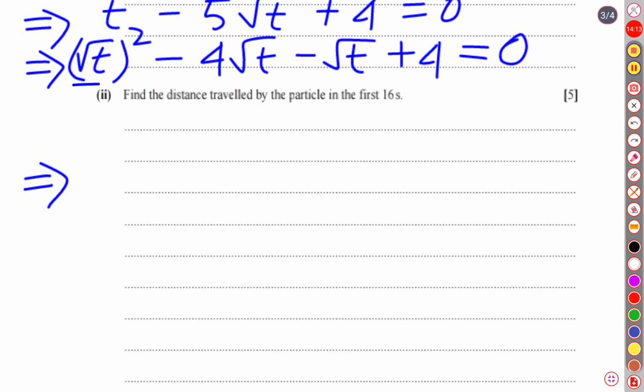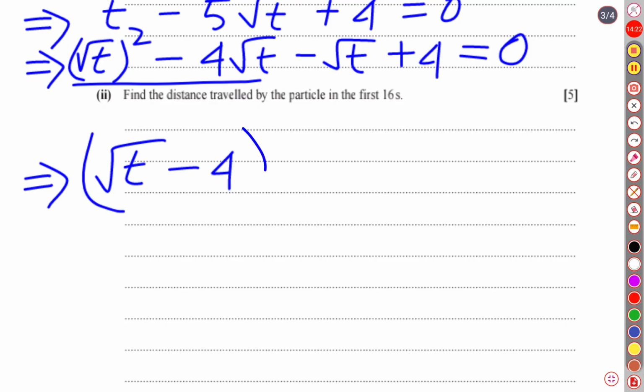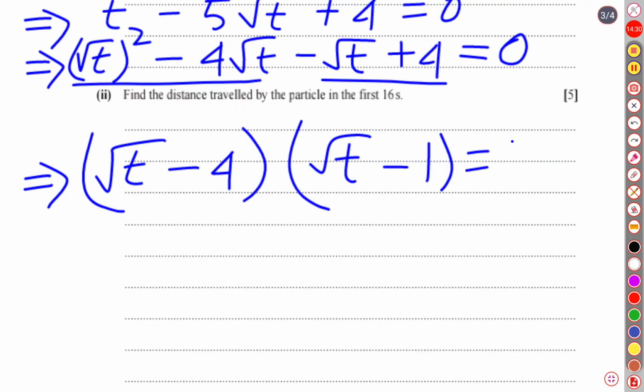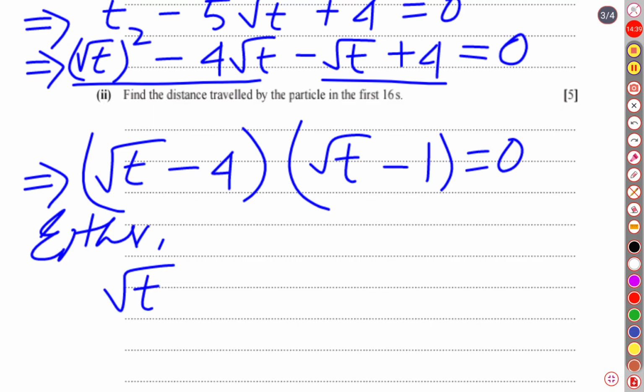In the first pair we can take square root of t as common. If we take square root of t as common, one factor is square root of t, and the other is square root of t minus 1. Here, between these two, one is common, equal to 0. So either square root of t is equal to 4. If we square both sides, t is going to be 16. This is the first value, or this can be supposed to be the second value.